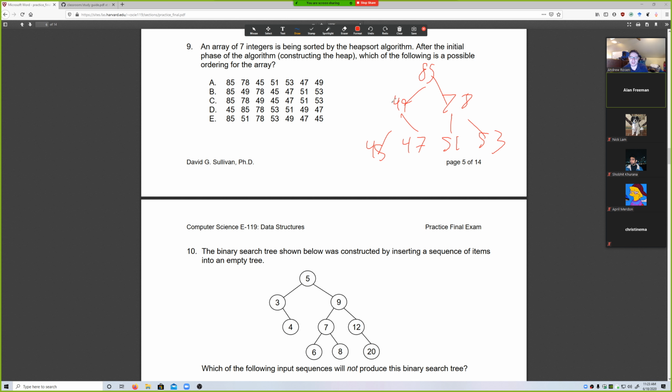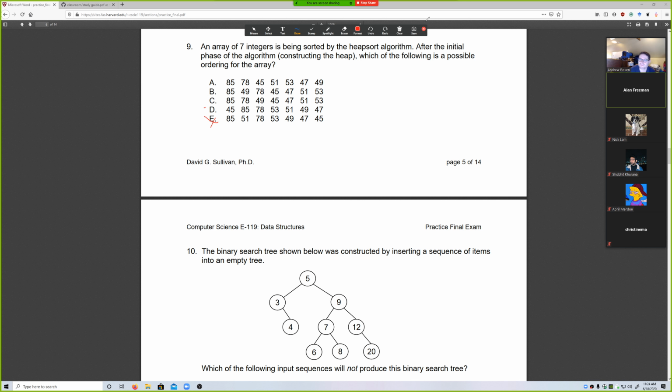Let's go ahead and look at the other ones, though, just to be sure. 85, 78, 49, 45, 47, 51. Oh, we can stop here because 51 is bigger than 49, so it should be on top. And then I can just give a glance over here. This 45 is not the biggest item in the entire thing, so nope. And then 85, is it bigger than its children? Is 51 bigger than its children, which is 51 and 53 and 49? Nope. So E is not it.